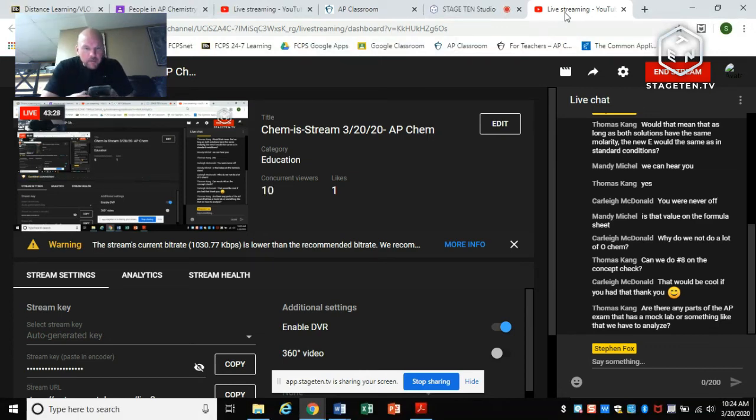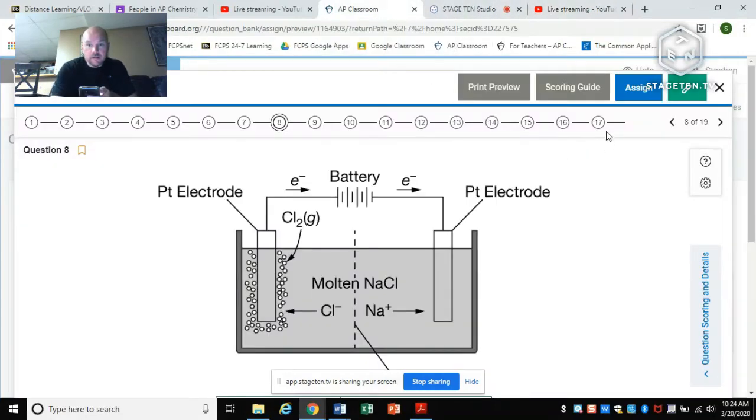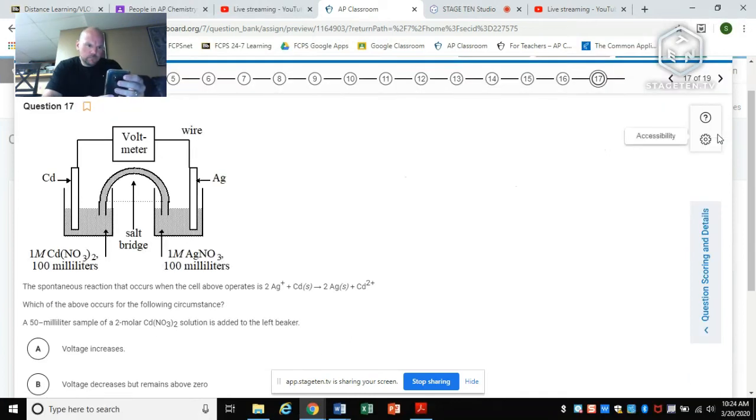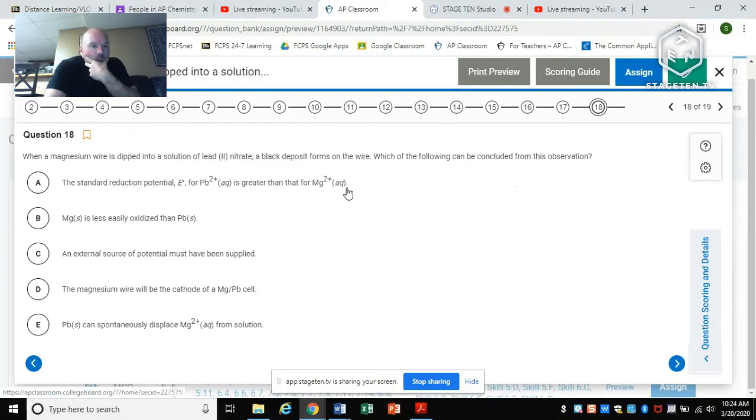Can you go over number 18 on the concept check? All right, let's see. Let's get there first. All right, 18 on the concept check. When a magnesium wire is dipped into a solution of lead nitrate, a black deposit forms on the wire. Okay, so what's happening there? The lead is being plated onto the wire, right? Which of the following can be concluded from this observation?